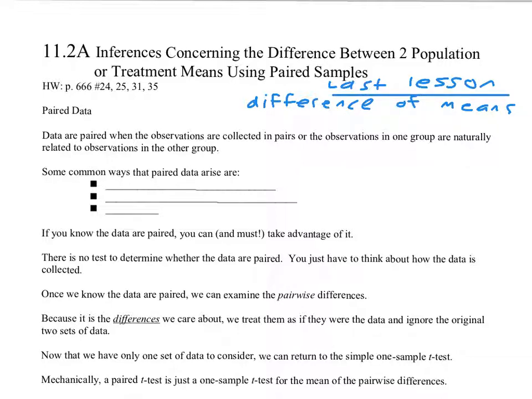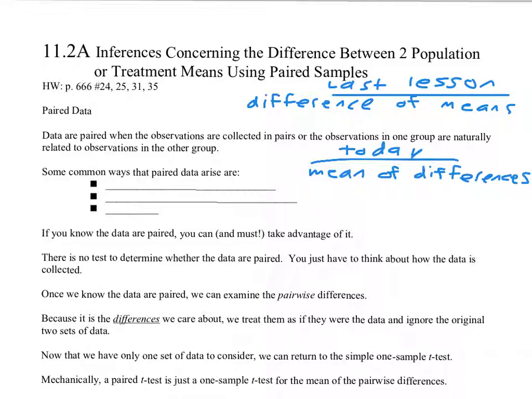Okay, in this section, we're going to deal with paired data. So instead of finding the mean for one group and then finding the mean of the other group and then finding the difference, we're going to have paired data. So we're going to find all the differences and then take the mean of all those differences. So we're going to do this with paired data.